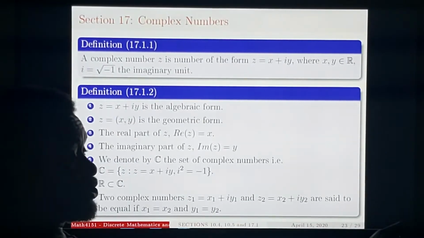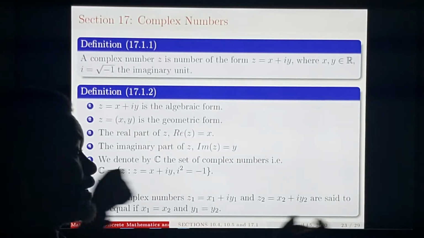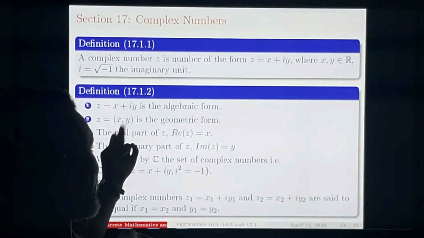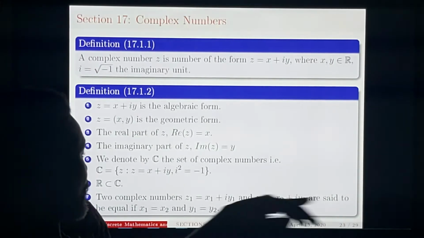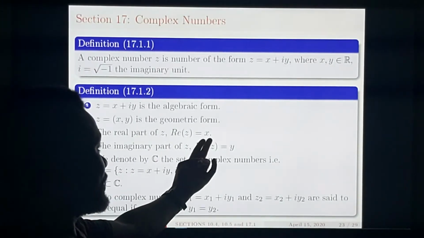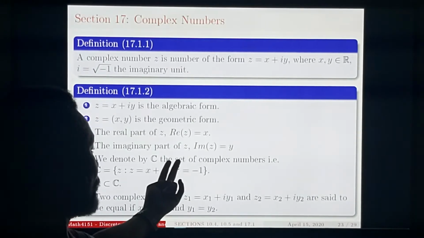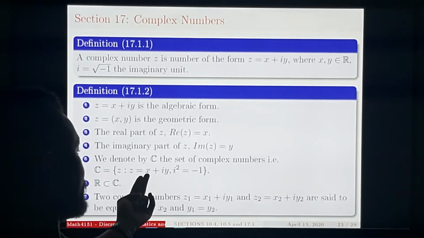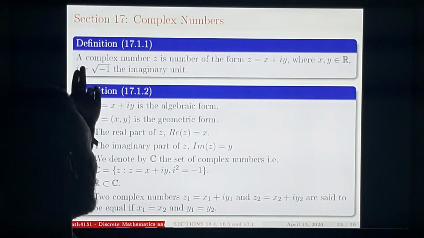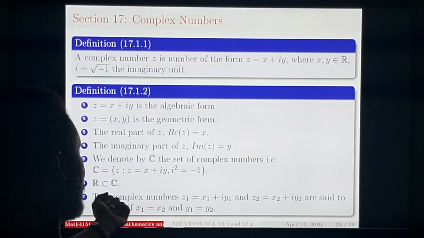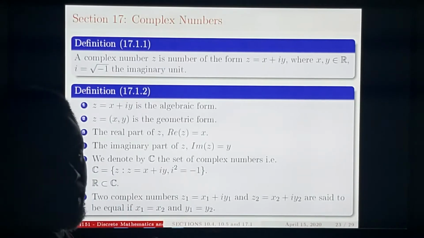So you'll have the horizontal axis, which will be the real axis, and the vertical axis, which will be the imaginary axis. The x coordinate is for the horizontal axis, so you have the real part x and the imaginary part y. Then we denote the set of complex numbers by C. This is the algebraic form. Remember, i is the same as the square root of -1, or i squared is -1. The real numbers are a subset of the complex numbers.